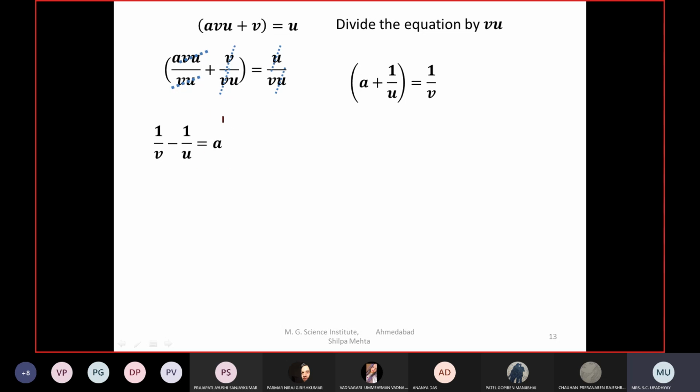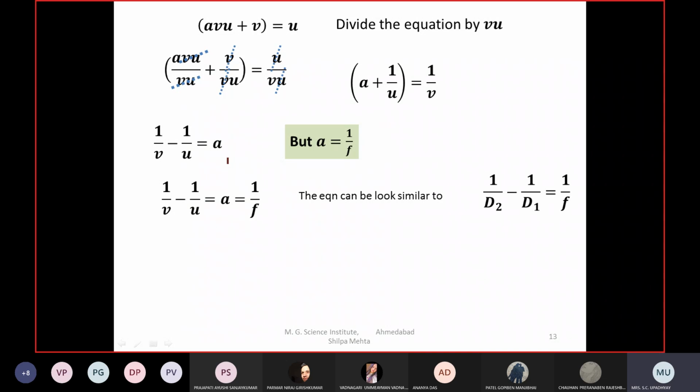And we know that element A gives us, what is the significance of element A? A equal to 1 upon F. Very good. So A equal to 1 upon F. So this equation can look like this: 1 upon V minus 1 upon U equal to 1 upon F. V is the image distance, but image distance from the unit plane. U is the object distance, but object distance from the unit plane. And this equation exactly looks like this: 1 upon D2 minus 1 upon D1 equal to 1 upon F. This is called lens equation.